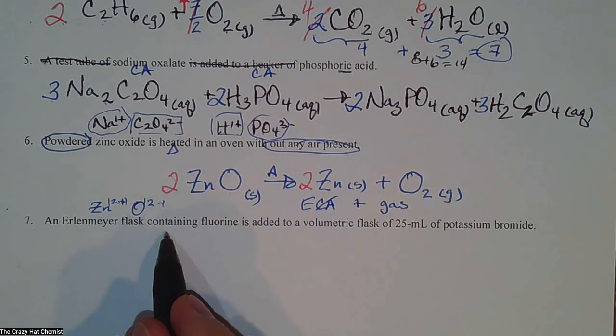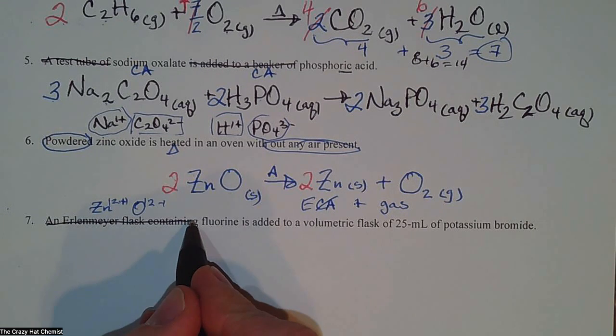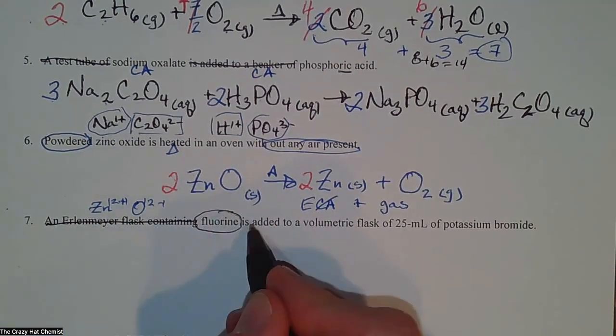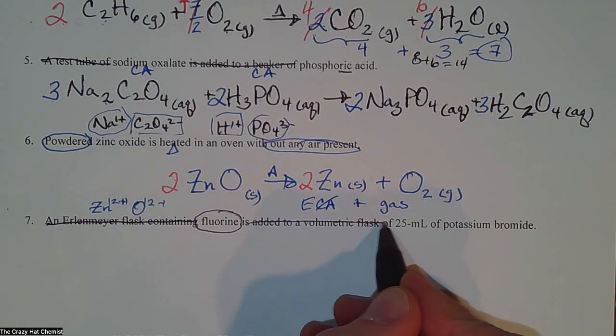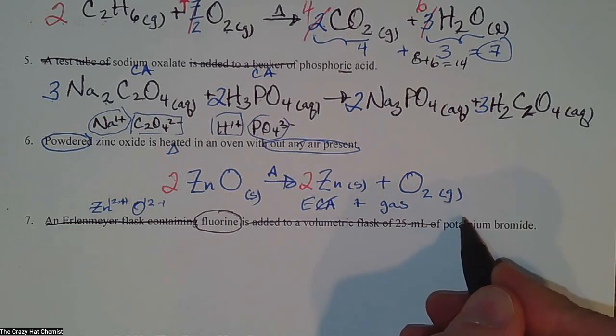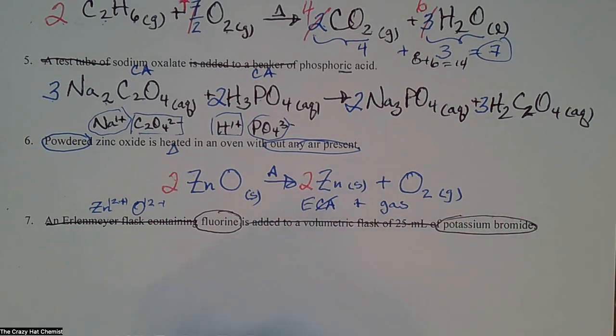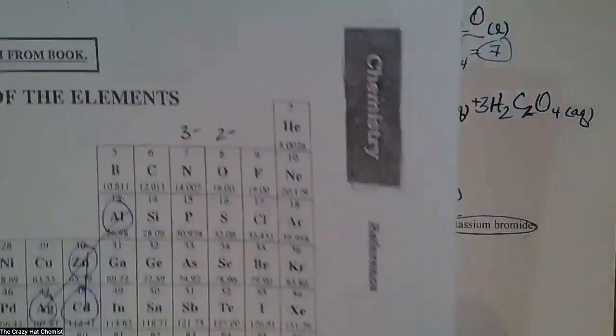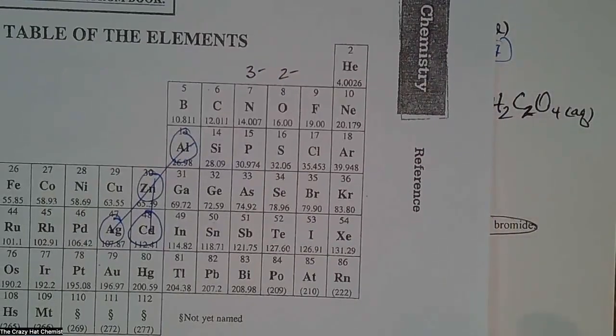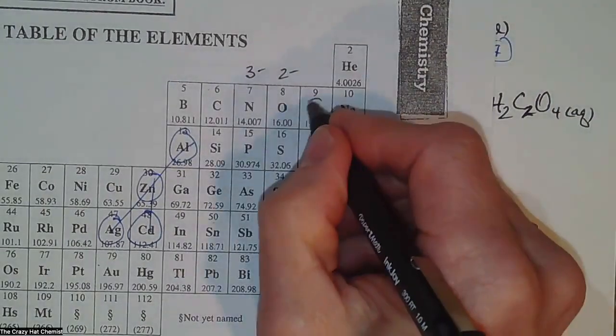It says an Erlenmeyer flask containing, who cares about all that? It says fluorine is added to a volumetric flask of 25 mL. Who cares about that? Potassium bromide. Okay, so fluorine. Fluorine is right over here on our periodic table. I'll show you that. Here it is right here.